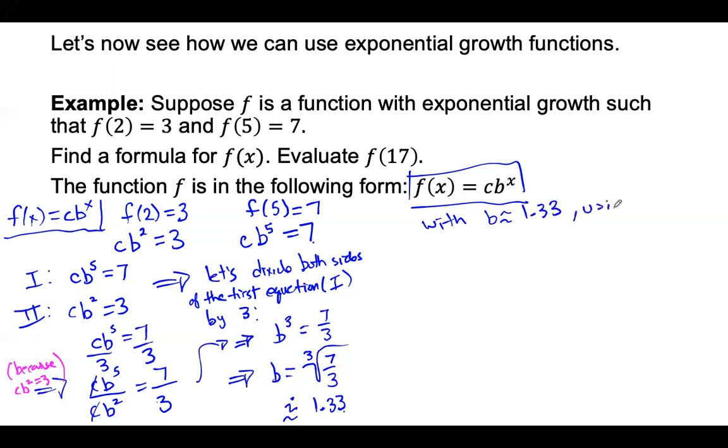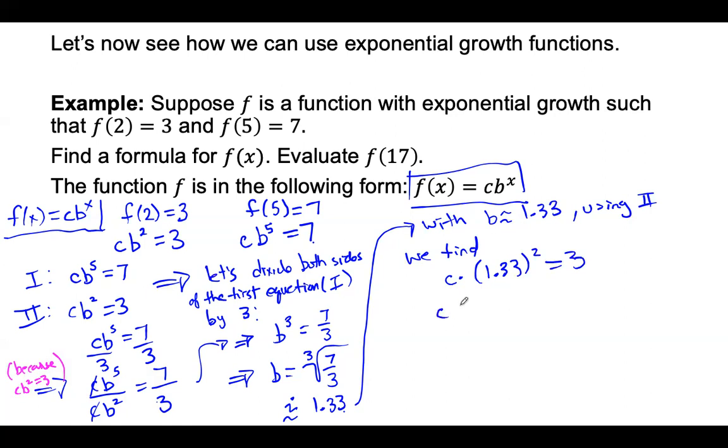So now using part 2 here, we can find the other part. C times B squared equals 3. We have B equals 1.33 squared equals 3. And then we just rearrange and solve for our C by isolating it. This is approximately equal to 1.7. So therefore, we found our function.